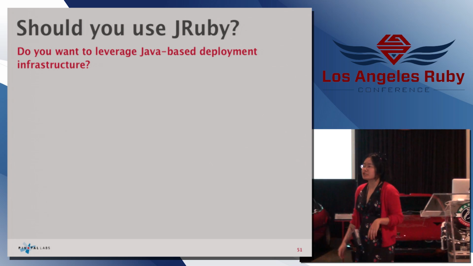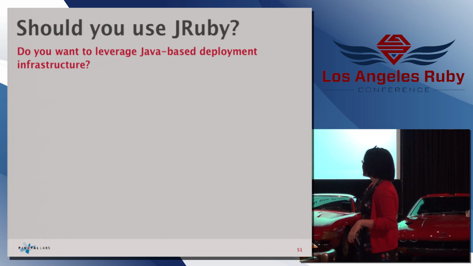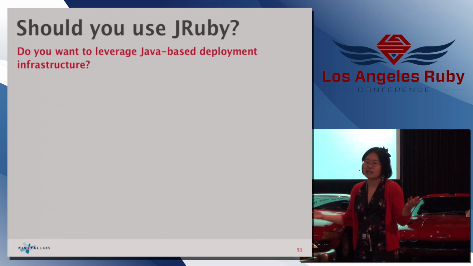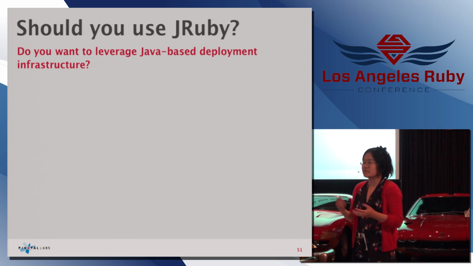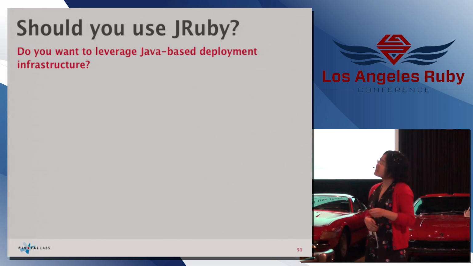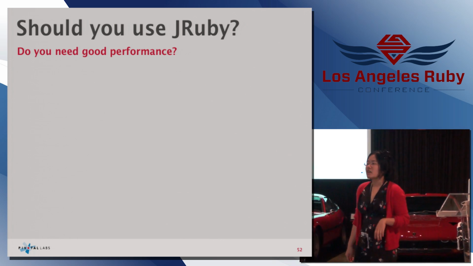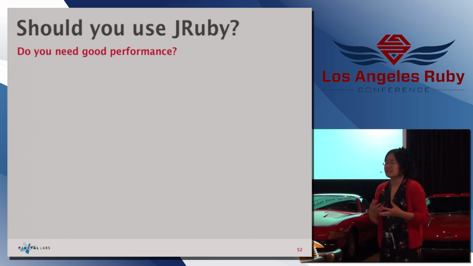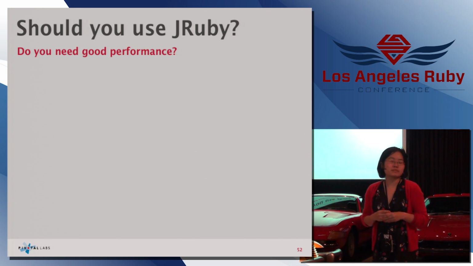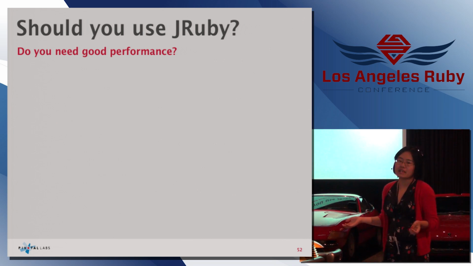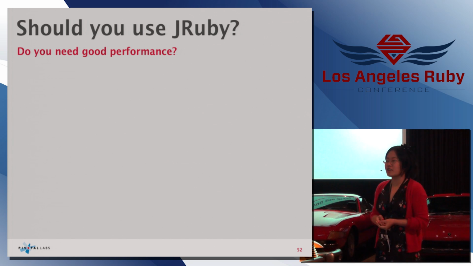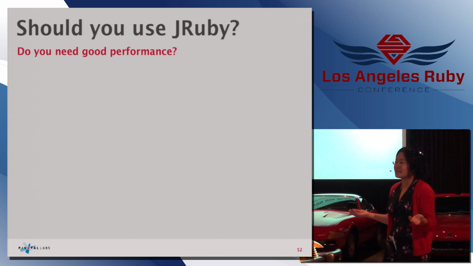The second reason why you should use JRuby is, do you want to leverage Java-based deployment architecture? Is your app going to be deployed by system administrators who have no interest in learning how to deploy Ruby? And the third reason is, do you need good performance? I know that previously when I talked about performance, I just said that it was a good thing, but that's not really true. It depends on the needs of your app. Do you anticipate having high load like Twitter, or is your app going to be visited by one person once a month?